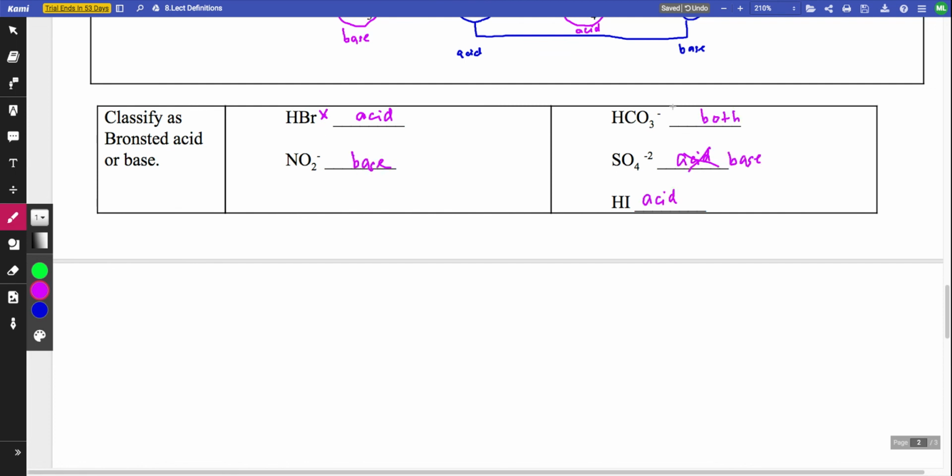Here are the answers. The confusing one here is the HCO3-. As you can see, it has room for one more H, so it can be a base, and it has that H to give away, so it can be an acid as well.